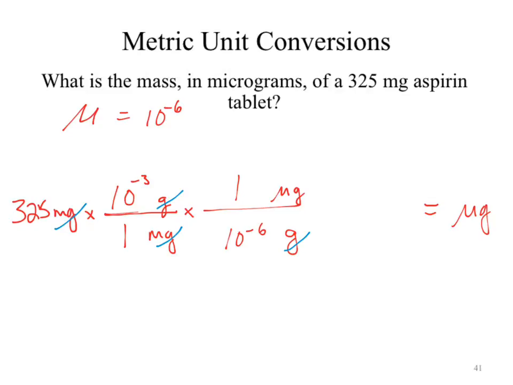Questions? Why can't you just multiply that 10 to the negative 3, 10 to the negative 3, that way? That's exactly what we did. Oh, okay.